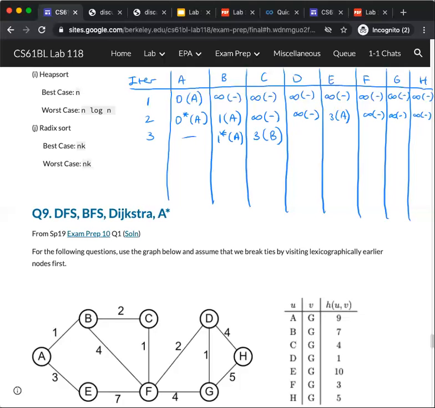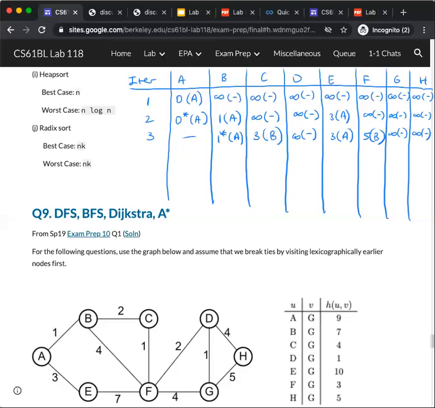Everything else for D and E stays the same, as well as for G and H, because they are not neighbors of B, so they don't have a chance of being updated. Whereas F is another neighbor of B. Let's look at the shortest path distance for F. It's going to be the shortest path distance from A to B plus from B to F. We already have the shortest path distance from A to B, which is 1. The edge weight between B and F is 4, and 1 plus 4 is 5, so this is going to be updated as 5. The predecessor is going to be B.